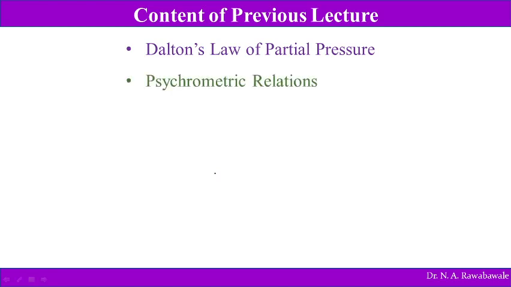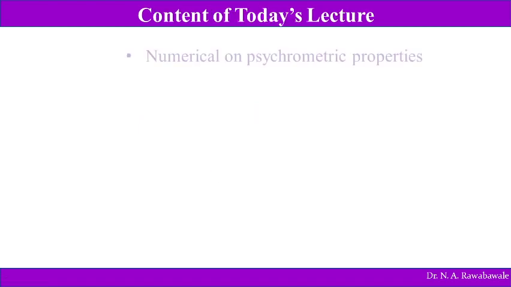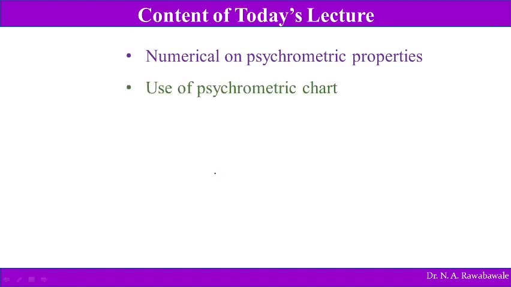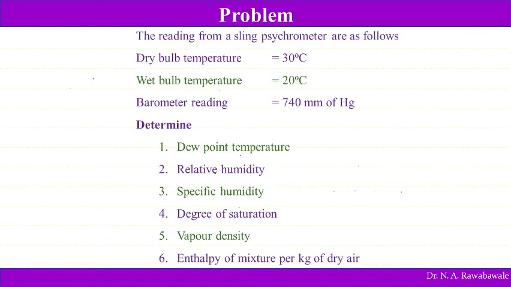In the previous lecture we discussed Dalton's law of partial pressure and psychrometric relations along with the psychrometric chart. Today we are going to discuss a numerical on psychrometric properties as well as the use of the psychrometric chart. Let us consider the first numerical.